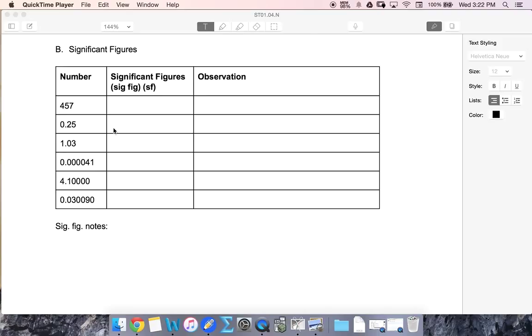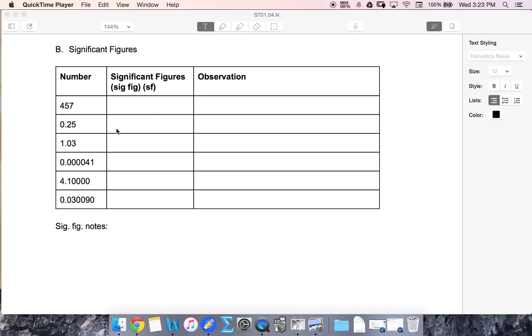Now we've got significant figures, and just like the previous video, try and figure out how many significant figures each of these numbers has on your own. What does it mean to be significant? Asking ourselves. So if you haven't guessed already, then make a guess first. Pause your video, make a guess, come back and watch.